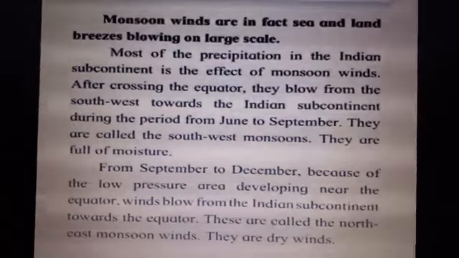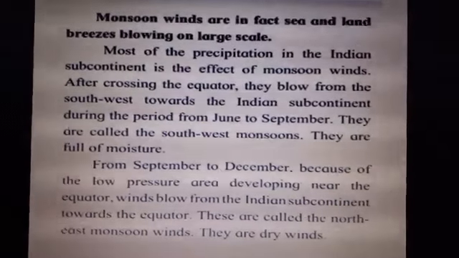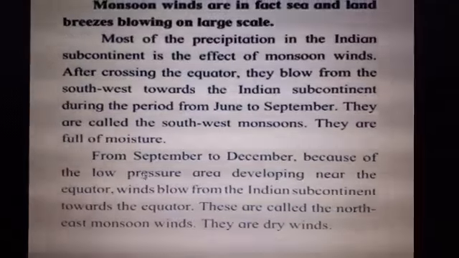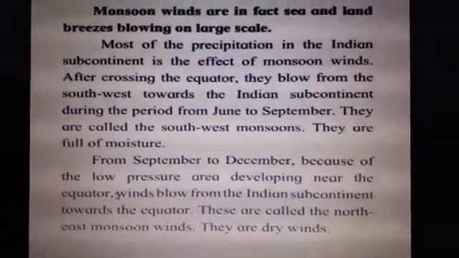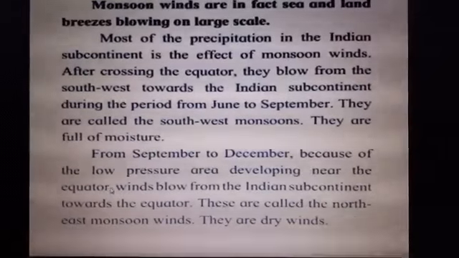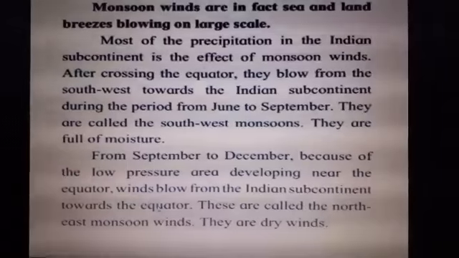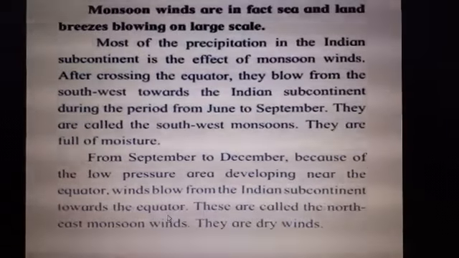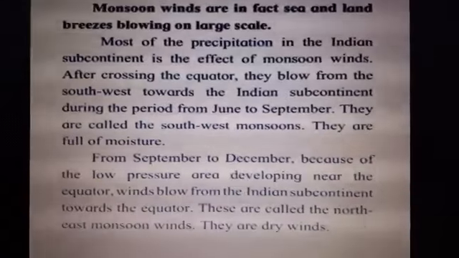From September to December, that is September, October, November and December, these 4 months, because of the low pressure area developing near the equator. Where the low pressure area is developed, children? Near the equator. So winds blow from the Indian subcontinent towards the equator. So winds are blowing where? From the Indian subcontinent towards the equatorial region.